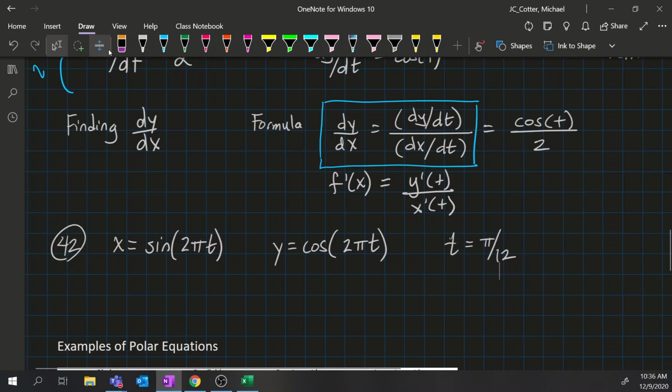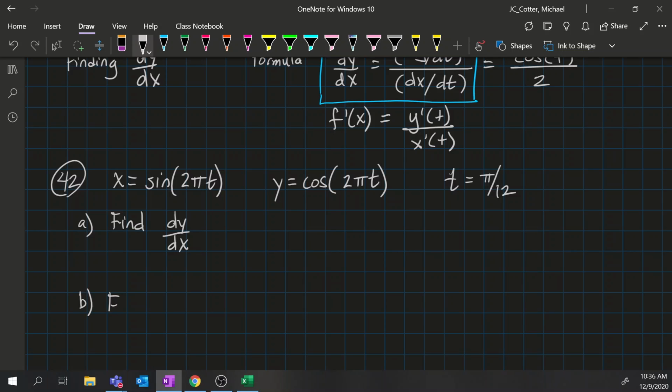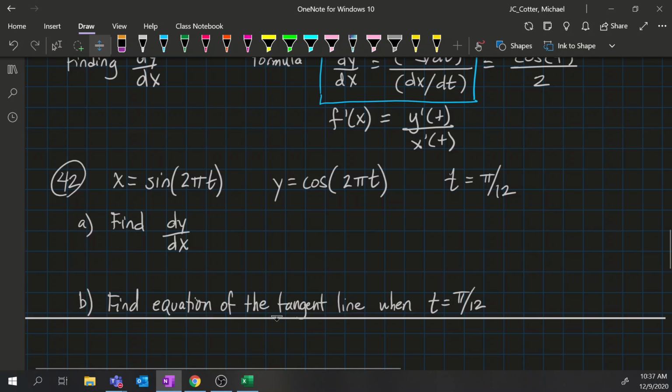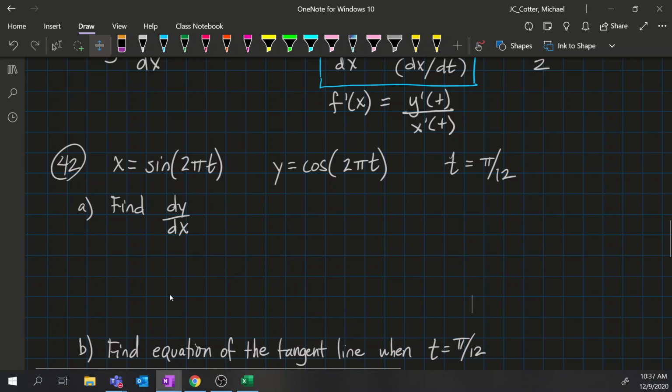And so the instruction here is going to be to find, let's start by finding, we'll call this A, find dy dx, and B is going to be find the equation of the tangent line when t equals pi over 12. Okay, so again, you want to kind of think of t like time, and you can figure out what x is based on how much time has passed, and you can figure out what y is based on how much time has passed, and then we can graph that, and then once we graph it, it's basically the same as any other equation.